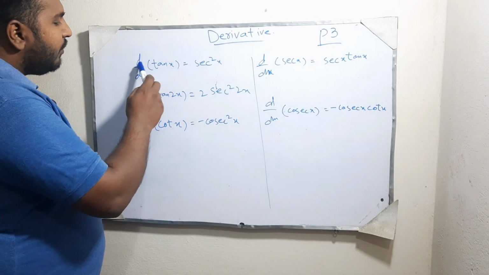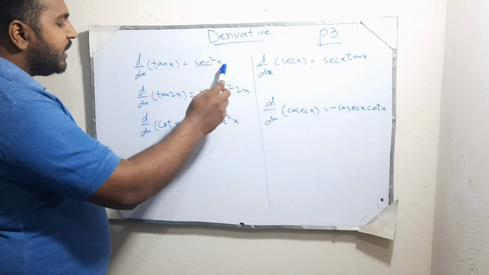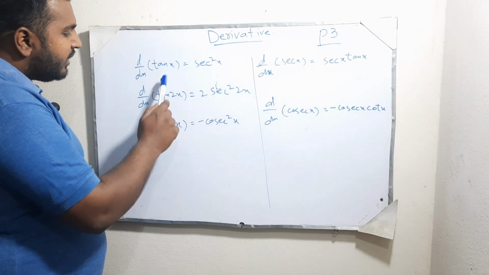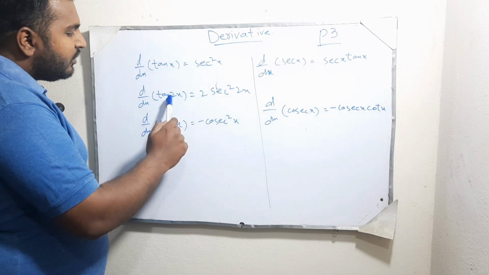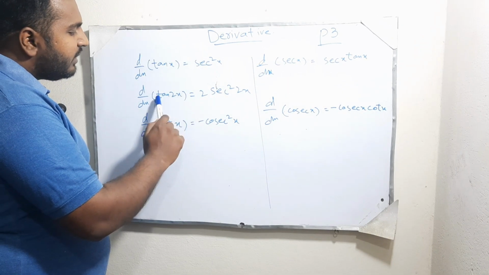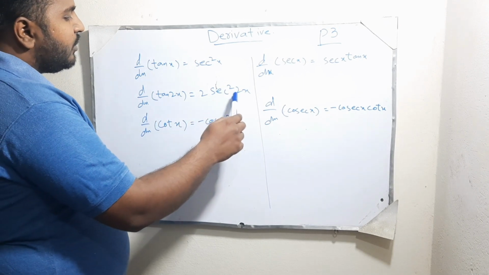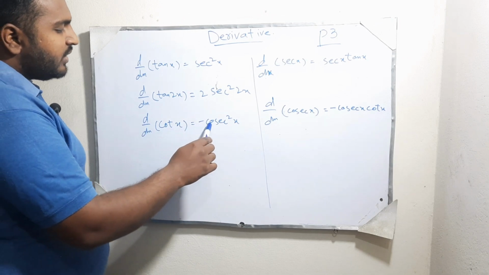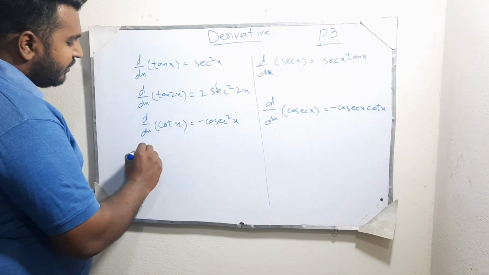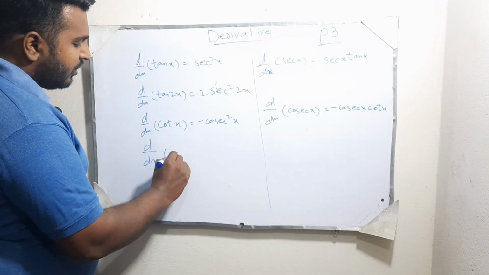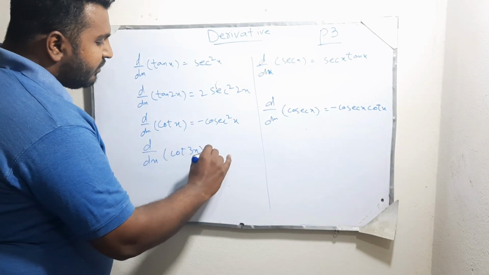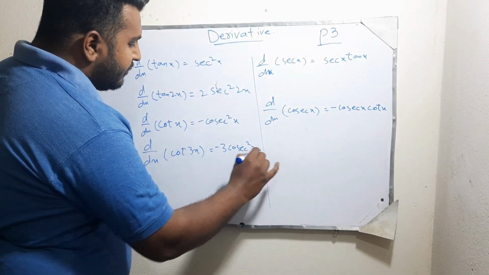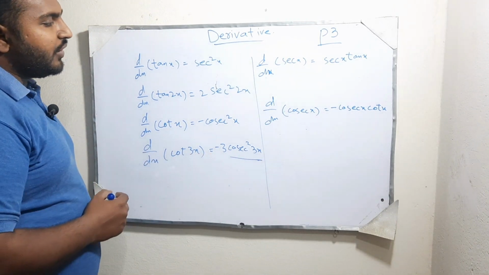Here the derivative of tan x would become secant square x. If the value comes like tan 2x, 2 would multiply here, and the derivative of tan 2x would be 2 secant square 2x. Okay, and the derivative of cot x is equal to minus cosecant square x, and if it comes like cot 3x, then there would be minus 3 cosecant square 3x. This would be the derivative of cot 3x.